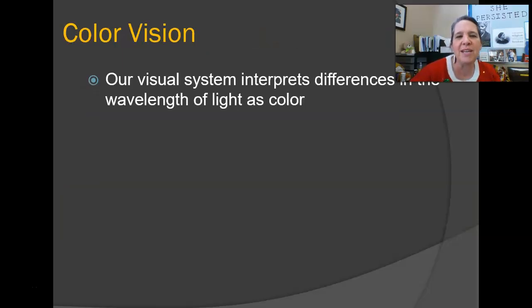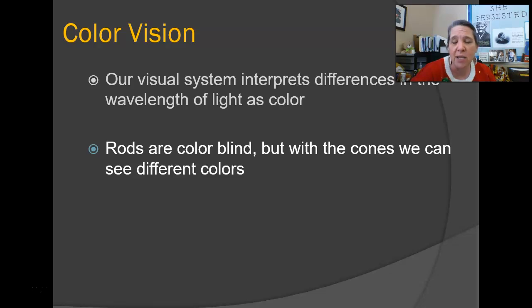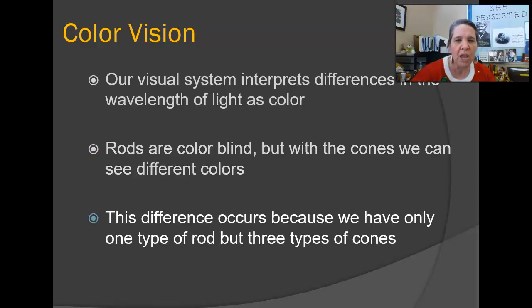Okay, so how do we see in color? Our visual system interprets differences in the wavelength of light as color. Kind of mentioned that already when I showed you the wavelength. Rods, again, are colorblind, only see in black and white. The cones are what help us to see in color. This difference occurs because we have only one type of rod, but we have 3 different types of cones.